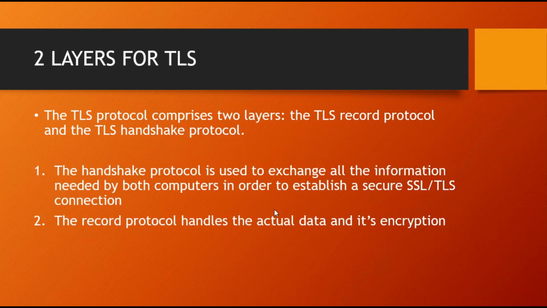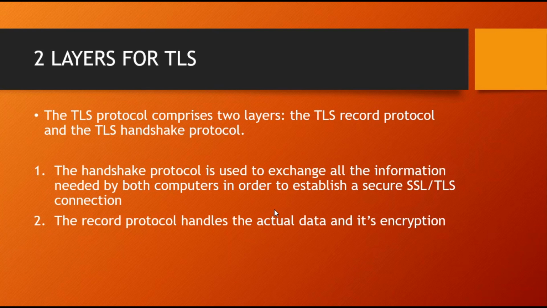Now, there are two layers in the Transport Layer Security protocol. First is the handshake protocol. A handshake is just like when you shake hands with someone before initiating a communication, maybe with a friend. So the handshake protocol is used to exchange all the information needed by both computers in order to establish a secure SSL/TLS connection. Okay, we use a handshake protocol to establish a connection first, and then a record protocol handles the actual data and its encryption.